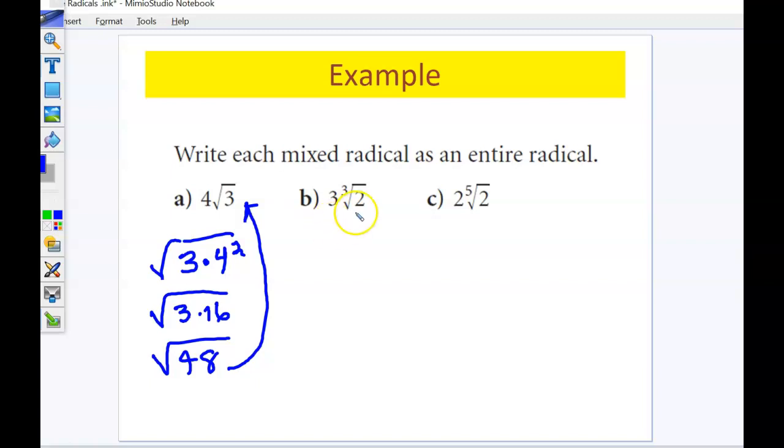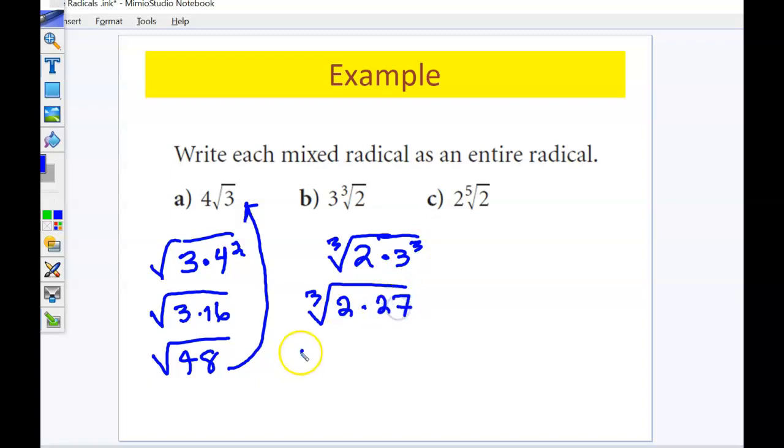Now, for 3 cube root 2, again, same principle. I have my cube root 2, and then if I bring the 3 in, I must raise it to the power of my index, which is 3. So this is going to be the cube root of 2 times 3 cubed, which is 27, which is going to be the cube root of 54.